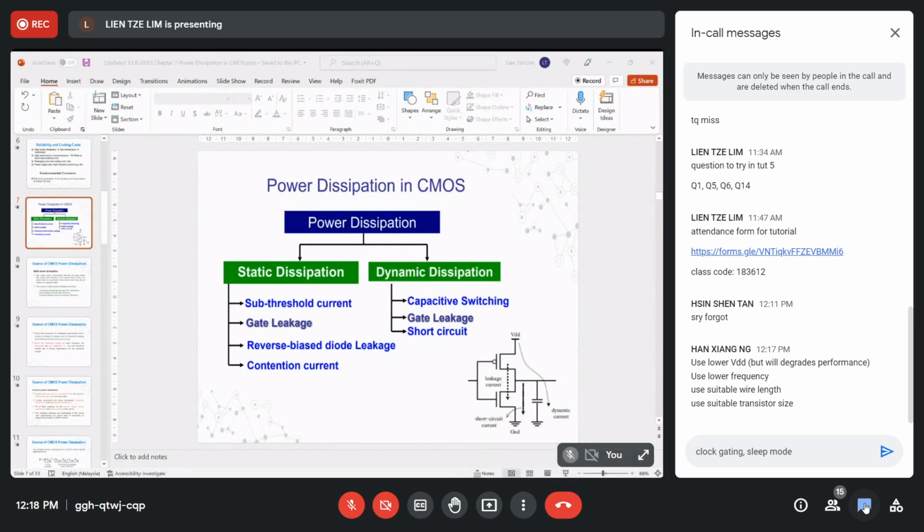So VDD is the supply voltage. If you want to reduce the dynamic power dissipations, the VDD has to be lower. This is correct. Frequency also. And suitable wire length and transistor size, both of these have to be checked. Wire length can also be considered correct. This is correct. Just that transistor size, I'm not sure.